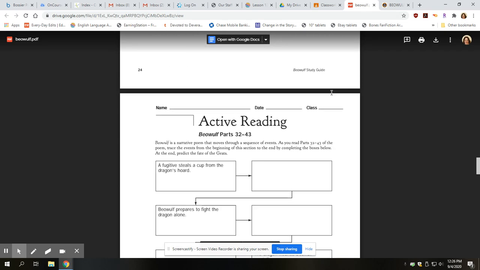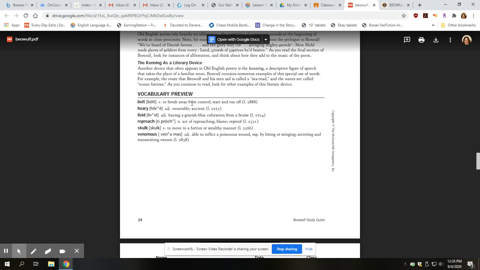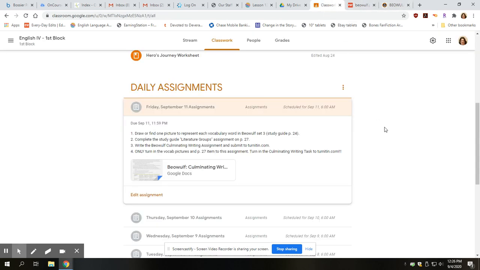And you're going to go ahead for that same vocabulary and do what we normally do with your pictures. So remember that you're going to draw or find online one picture to represent each word in vocabulary set 3. So the same thing that you've done for your other two vocabulary sets for Beowulf. And so your pictures are going to be the first thing that you do today, and we're just going to finish up with that vocab.